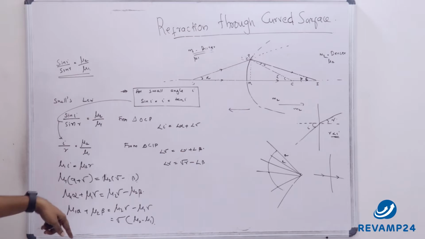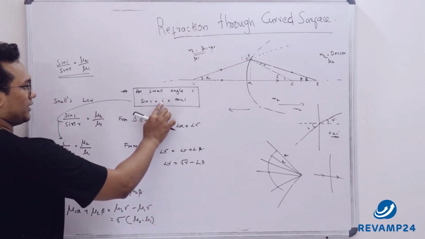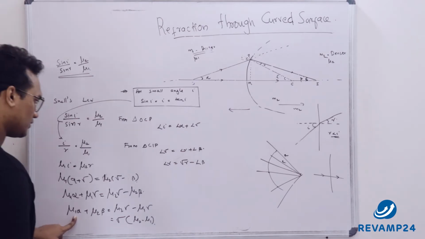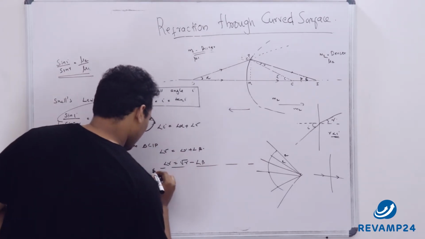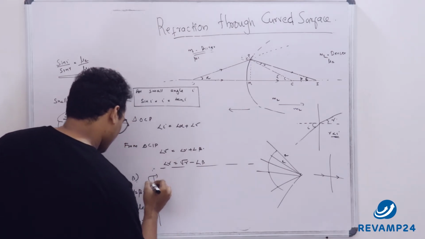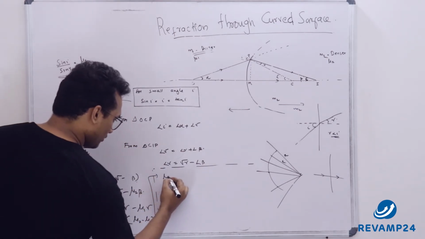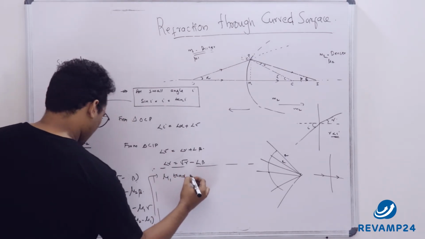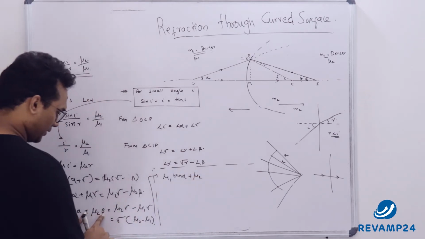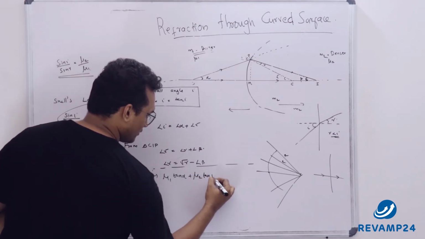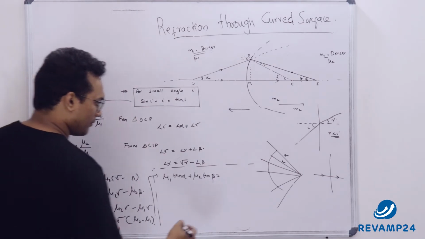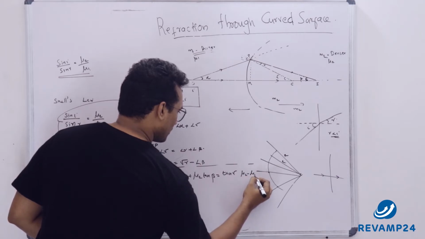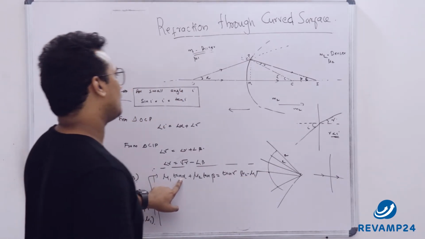Now, again I can do approximation. I can be taken as tan I. So here, alpha can be taken as tan alpha. So from here, we are continuing. Mu1 into alpha, that is tan alpha, plus mu2 into beta, that is tan beta, is equal to gamma, that is tan gamma, into mu2 minus mu1.